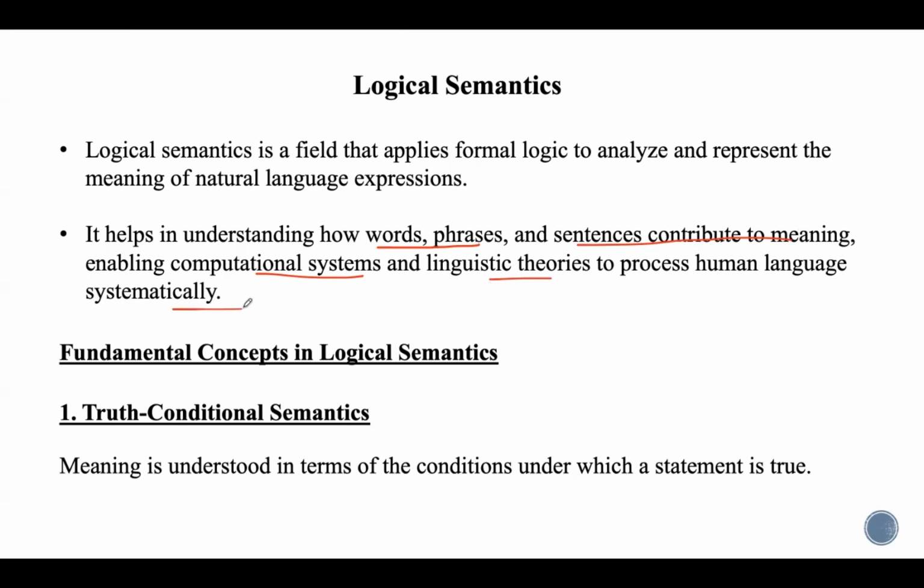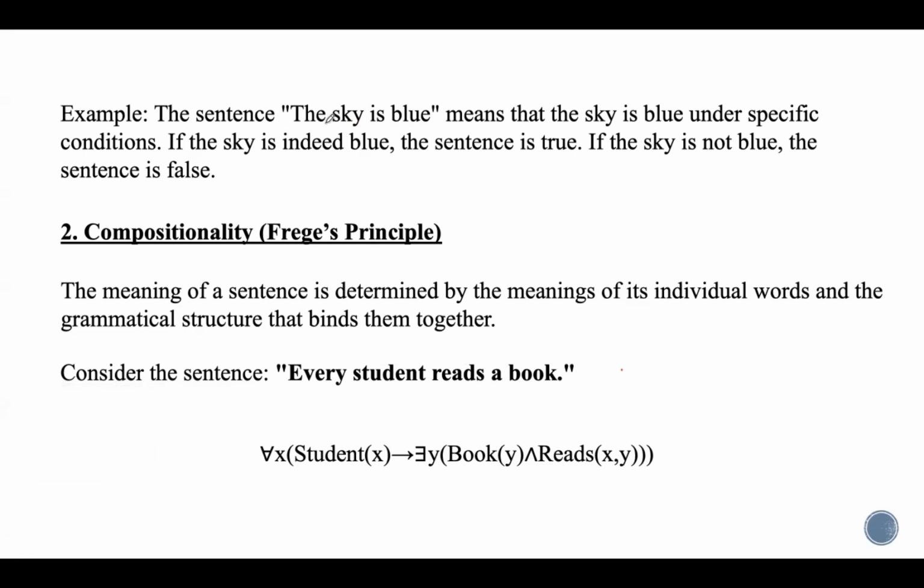Coming to the fundamental concepts, the first one is truth conditional semantics. Truth conditional semantics is an approach to understand meaning in natural language based on conditions under which a sentence is true or false. So, here meaning is understood in terms of conditions. For example, if you take a sentence, the sky is blue, it means that the sky is blue under specific conditions. If the sky is indeed blue, then we can say that the sentence is true. If the sky is not blue, then we say that the sentence is false.